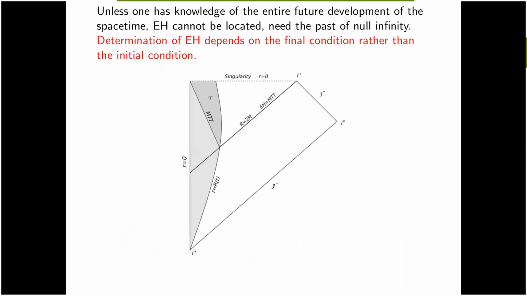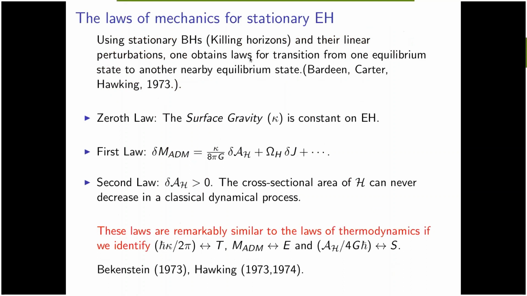But the notion of the event horizon (EH) is quite beautiful, because it has given us what we know as the laws of black hole mechanics. Through the work of Bardeen, Carter, and Hawking in 1973, there is a zeroth law, a first law, and a second law of black holes. The zeroth law says the surface gravity is constant, and the first law says the change of mass is related to the change of area of the black hole.